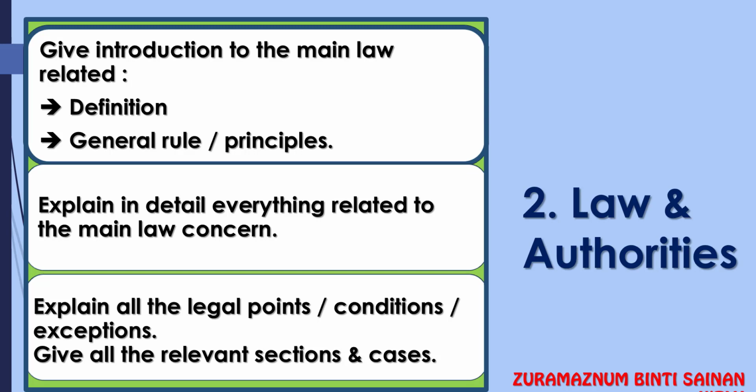And then you have to explain in detail everything related to the main law concerned, meaning you have to explain in detail the law relating to advertisement. You have to explain the general rule relating to the advertisement, which is an ITT, until the exception where the advertisement may become a general offer, when the advertisement comes together with another promise. So you have to explain all the legal points, all the conditions, and the exceptions, if any, and you have to give all the relevant sections, if any, and also the cases.